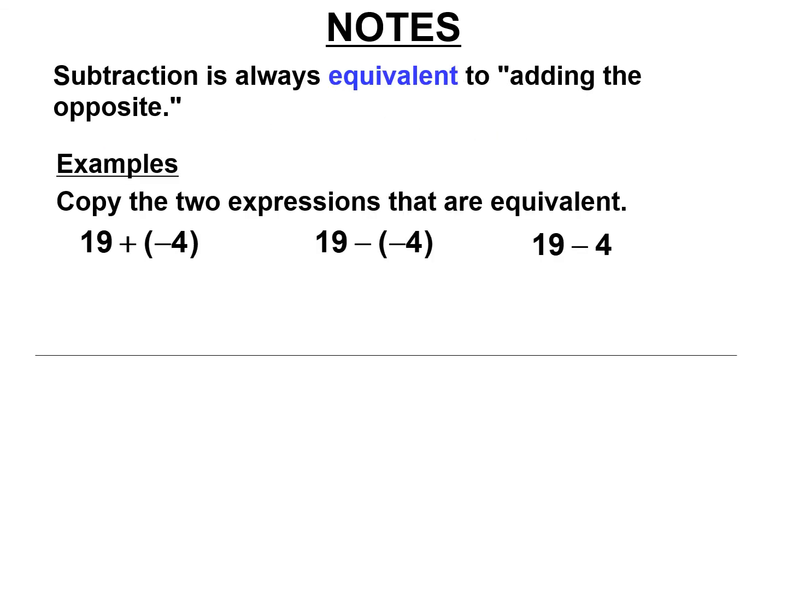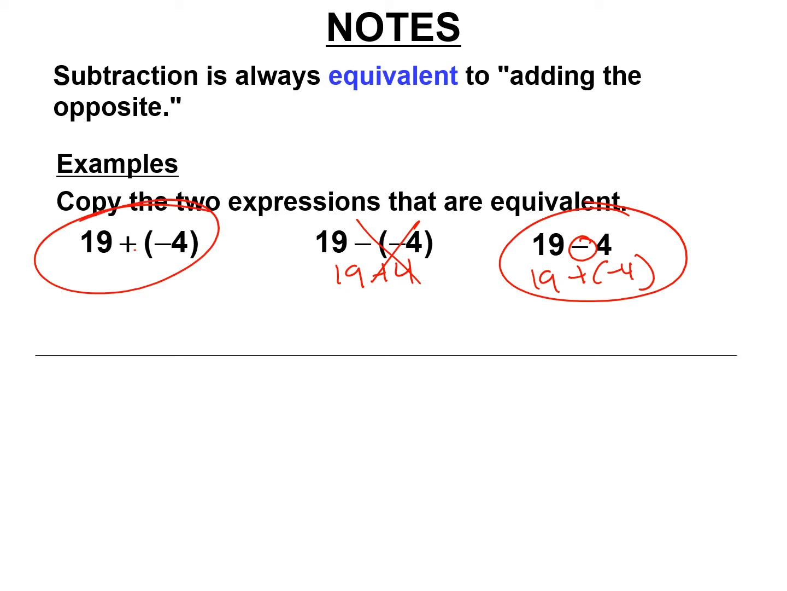So knowing that subtraction is always the same as adding the opposite is not just the way we do the problems to get the answer. It is something we have to understand because we go back and forth between the two. So two of those have the same answer. Figure out which two. Well, this one in the middle is the same as 19 plus 4. All right, so that's not the same as 19 minus 4. Yeah, subtraction is the same as adding the opposite. So the two that are the same are those two.